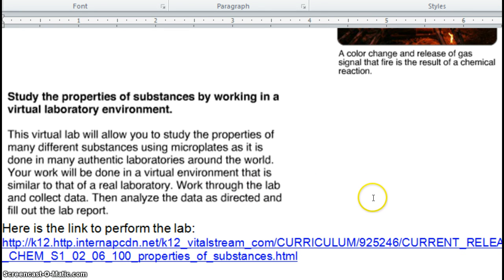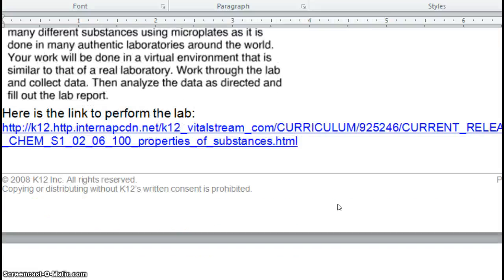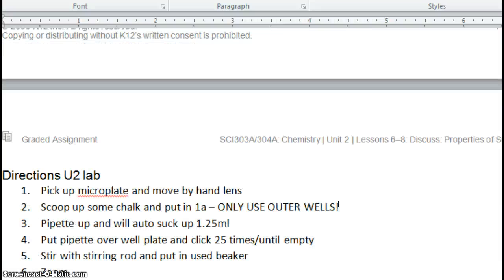Study the properties of substances by working in a virtual lab experiment. The virtual lab will allow you to study the properties of many different substances using microplates as it is done in many authentic laboratories around the world. Your work will be done in a virtual environment that is similar to that of a real laboratory. Work through the lab and collect data, then analyze the data as directed and fill out the lab report. So that will actually be in the upcoming videos.